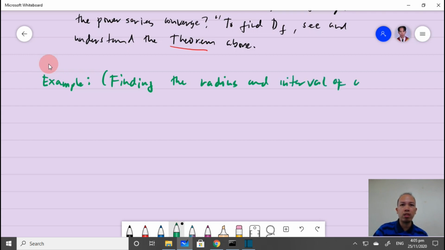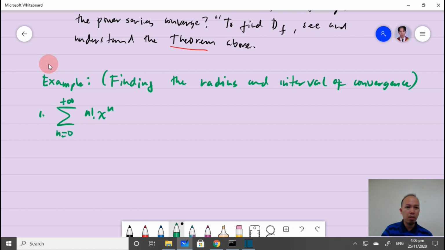Interval of convergence. Okay, so example number 1, we have the summation of n factorial times x to the n, where n starts from 0 to positive infinity. Remember that this is the same as in the idea of the infinite series. It doesn't always start at 0. There may be problems that start from 1, 2, or 3. Okay, so solution.